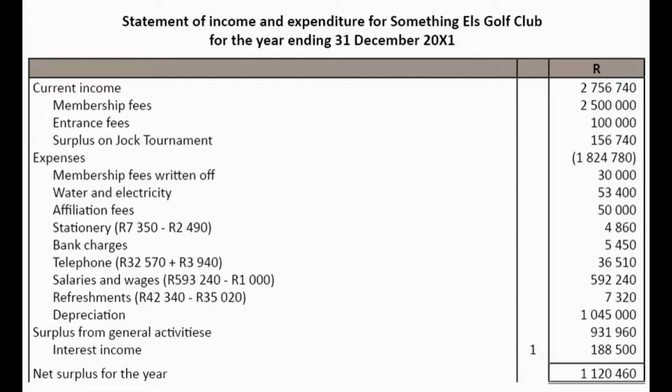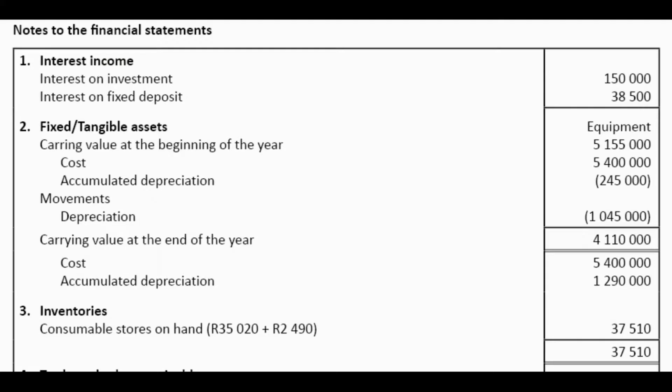Which is 931,960. All right, and then we add the interest income, which is 188,500. Okay, that was the interest income. I'll get to that in the notes. So if we add the surplus from the general activities plus the interest income, you get a surplus for the year of 1,120,460. Okay, and let's go through the notes to the financial statements quickly.